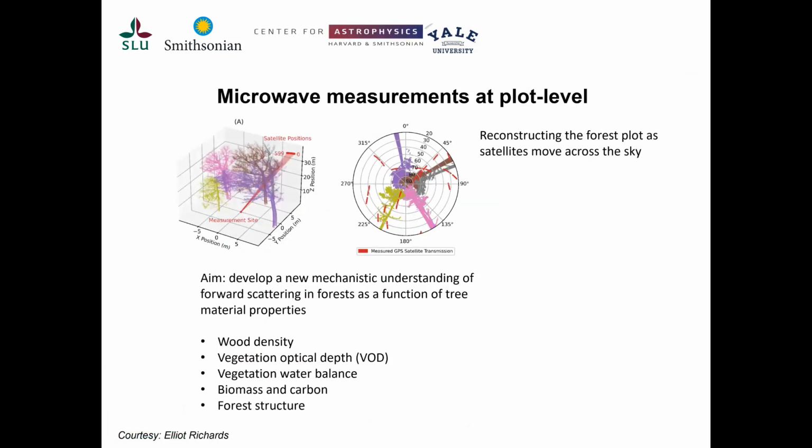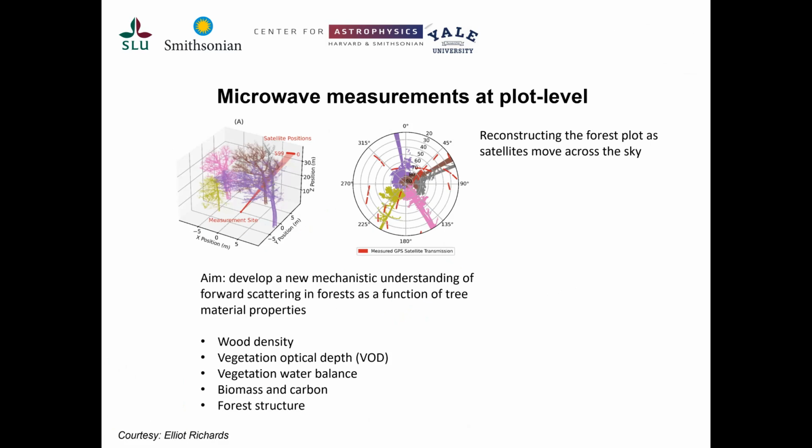So at the end of the day, we will actually get a volume like a cone per field plot with properties of, for example, the wood density, the vegetation water balance, and hopefully also biomass and other forest structure metrics. The same idea that we apply, just for new equipment.